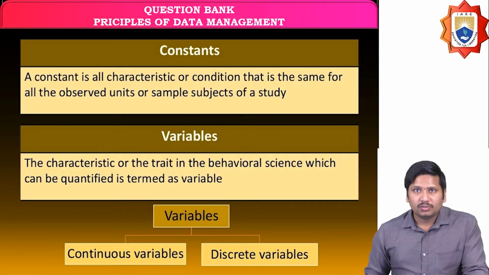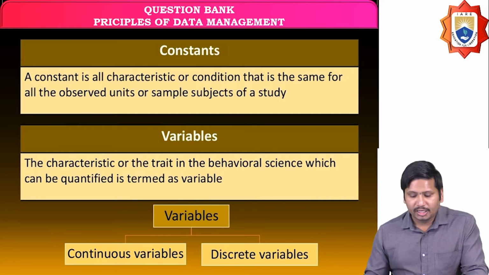And constants, so what is a constant? A constant is nothing but a characteristic or condition that is the same for all observed units or sample subjects of the study. And a variable is a characteristic or trait in behavioral science which can be quantified. The variables will be of two types: continuous variables and discrete variables.